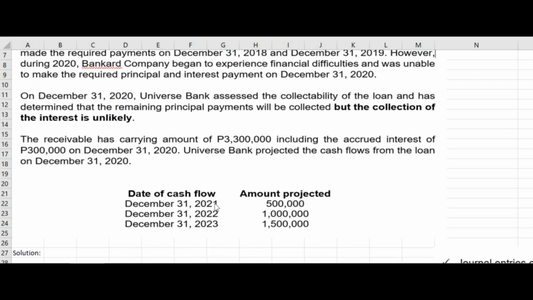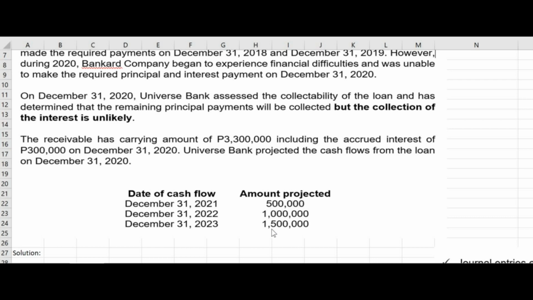This is the projected cash flows showing how Universe Bank will collect its loan receivable from Bank Card. One year after, Bank Card will pay 500,000. Then by 2022, you'll have 1 million and another 1.5 million by 2023.